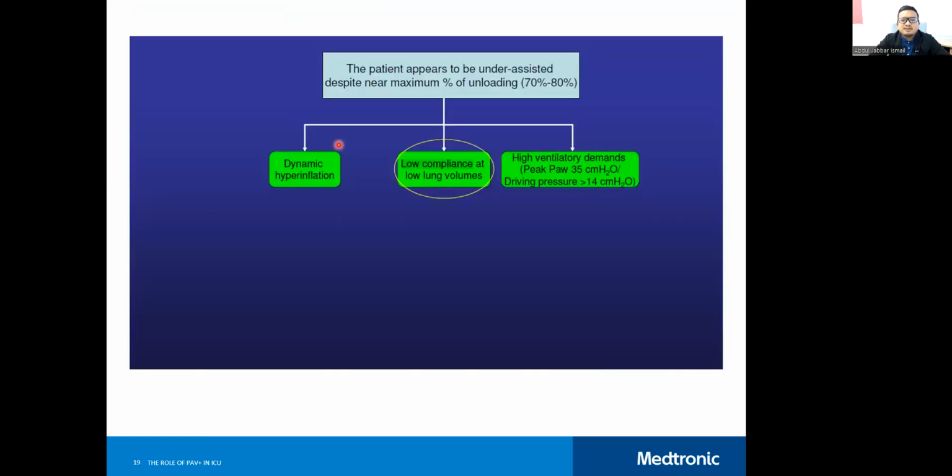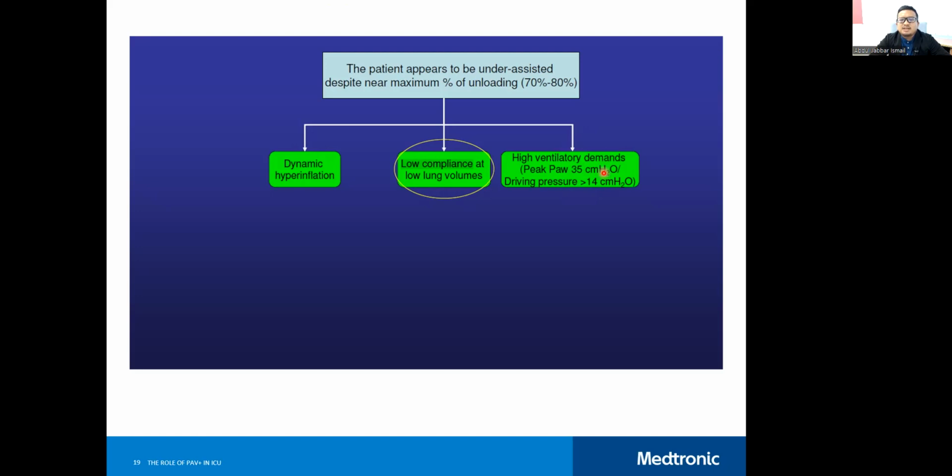So there are 3 possibilities. The first possibility is high ventilatory demand. That means the compliance is worsening, or there is another problem such as hypoxia, very high grade fever, delirium, or anxiety that can cause the respiratory drive to be very, very high. That means the patient is not suitable for PAV plus. This is one type of patient who is not suitable: high ventilatory demand.